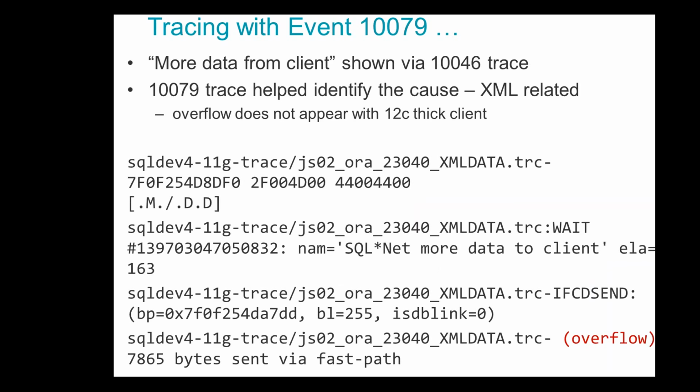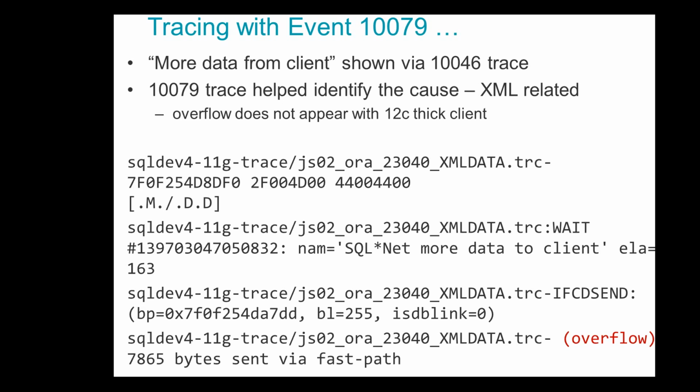We can see the more data from client that's shown via the 1046 trace. And we helped to identify it with that 1079 trace. And as I mentioned, overflow packets, which there were quite a few of, didn't even appear at all in that 12C thick client. So we can see whatever the problem was in SQLnet, it has been corrected with that thick client in 12C.